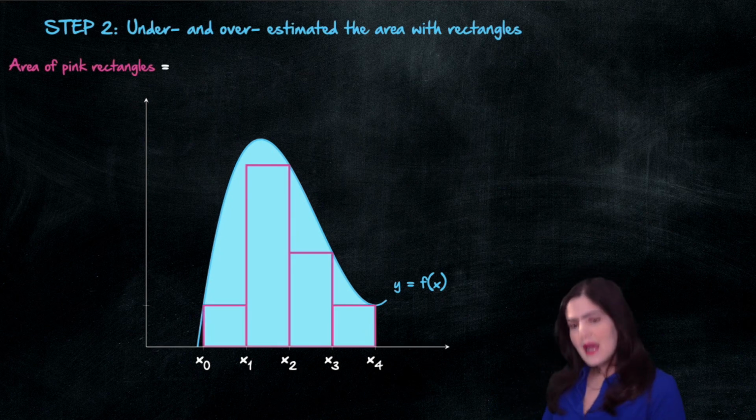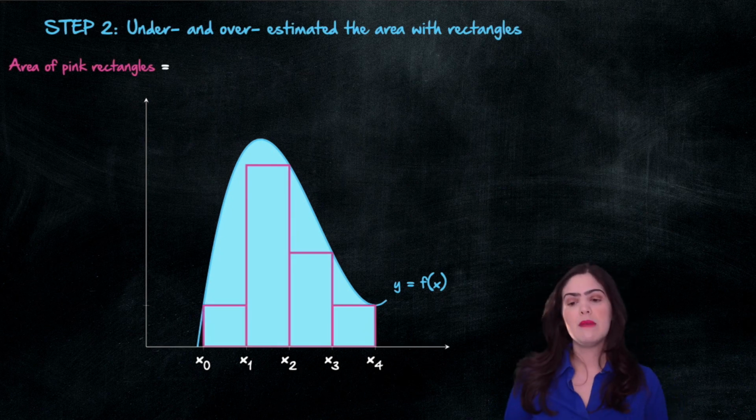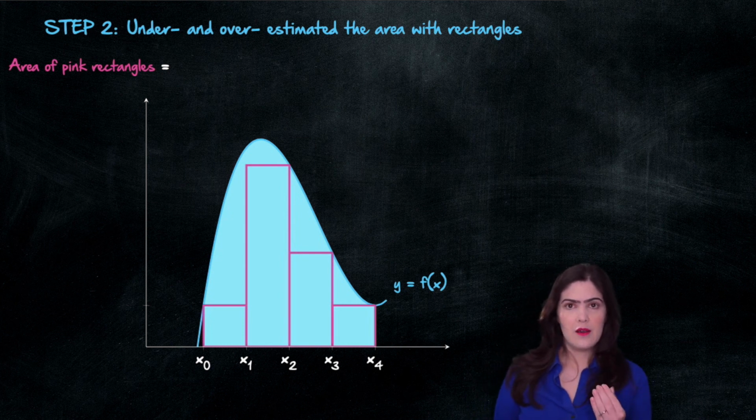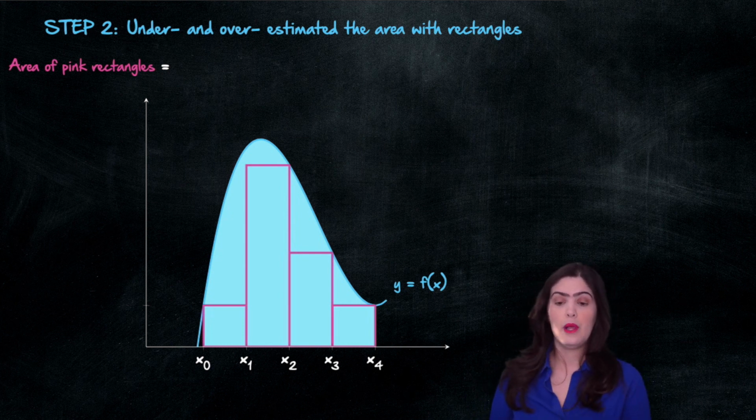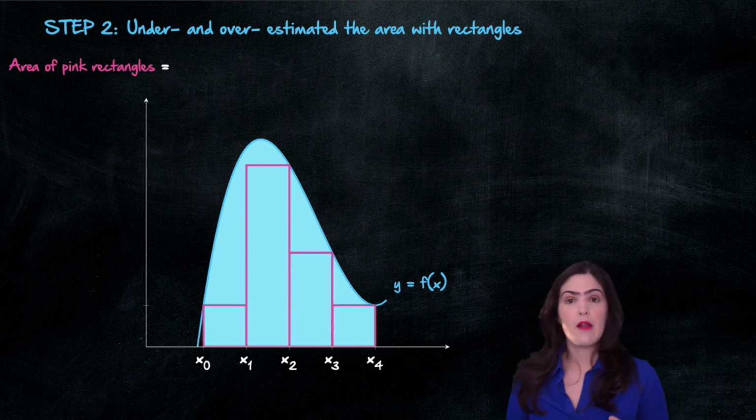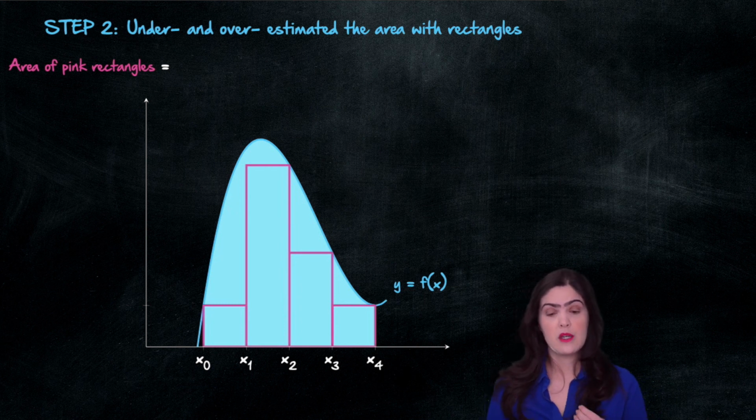Okay, so now the next step would be under and overestimating the area using rectangles. So what is the area of these pink rectangles? Well, we're going to compute the area of each pink rectangle here, and then we have to add it. So what is the area of the first pink rectangle?